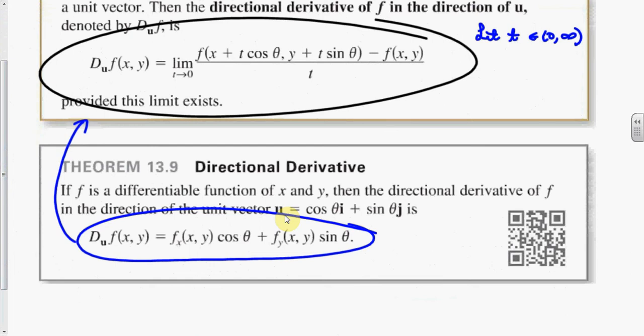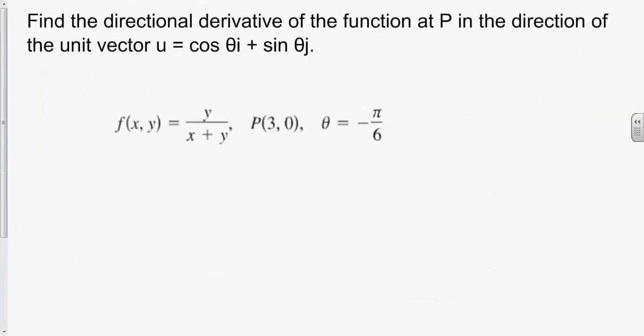Let's look at the first problem. Find the directional derivative of the function f at p in the direction of the unit vector u equals cosine theta i plus sine theta j. So the first thing we better do is to make sure that we have the right unit vector. This is cosine of negative pi over 6 i plus sine of negative pi over 6 j.